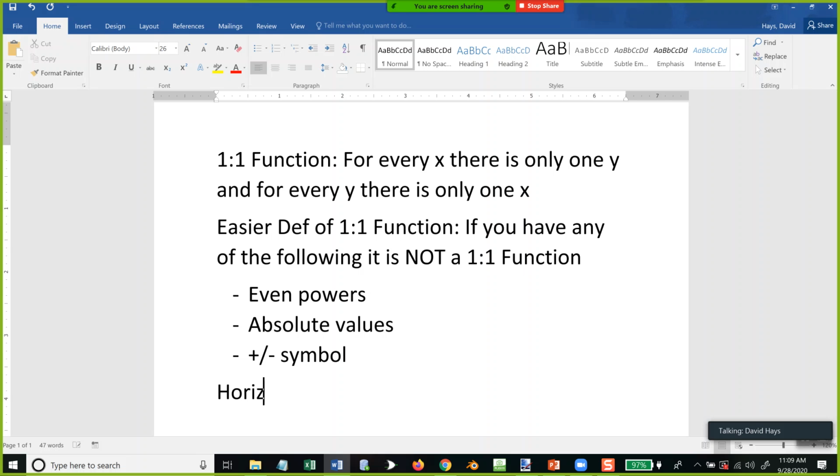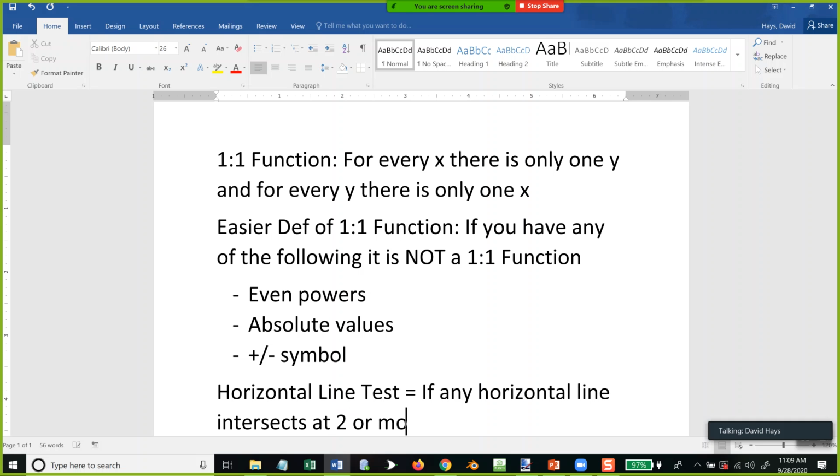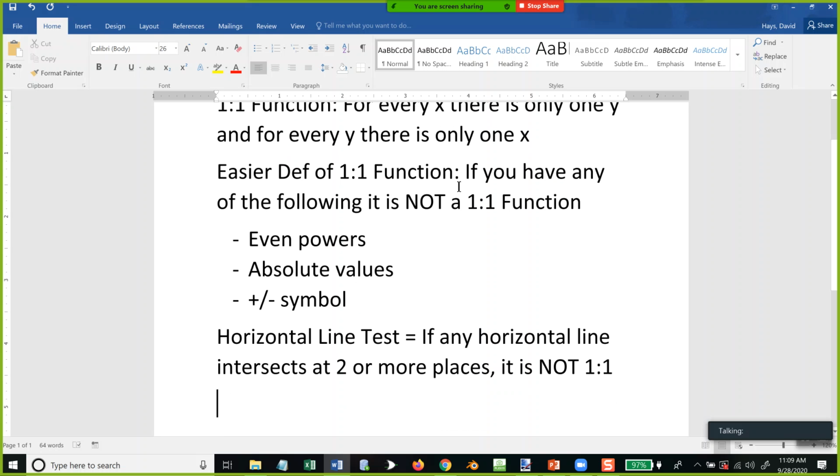But we have a horizontal line test that says if any horizontal line intersects at 2 or more places, it is not one-to-one. Now, it still might be a function, but it's not a one-to-one function. So the vertical line test tests the function part. The horizontal checks to make sure it's a one-to-one function.